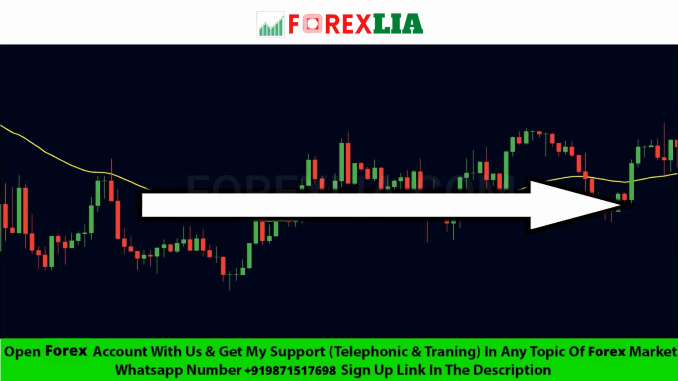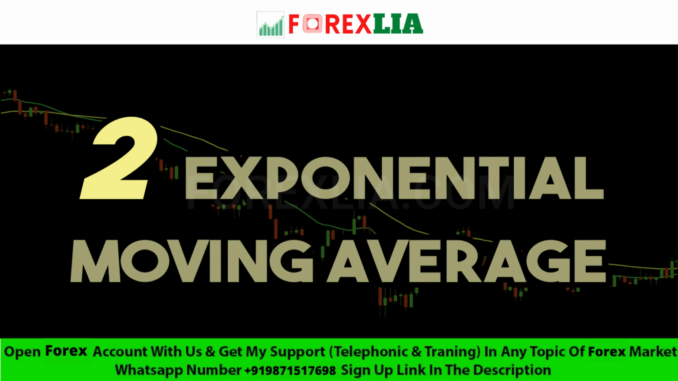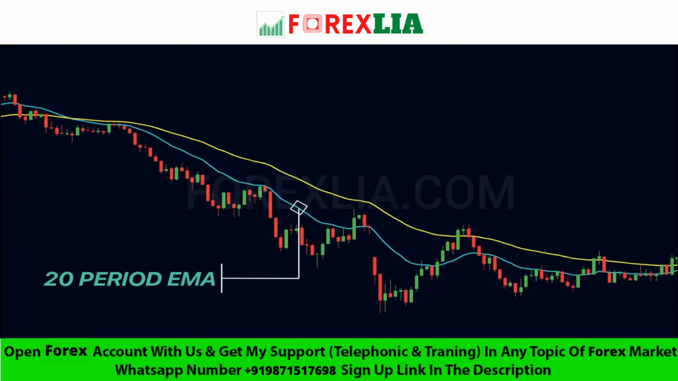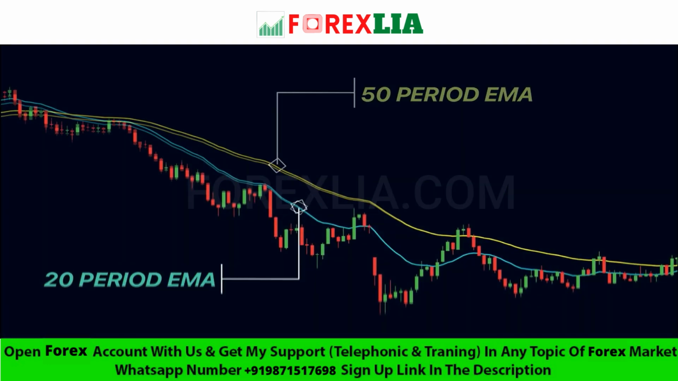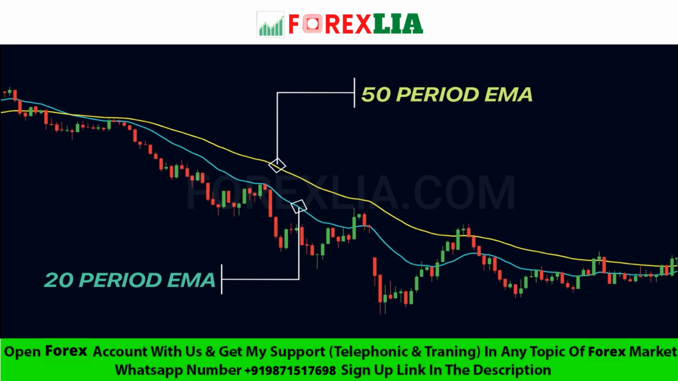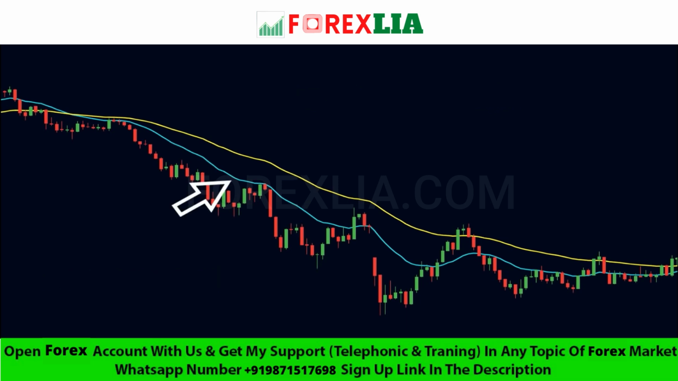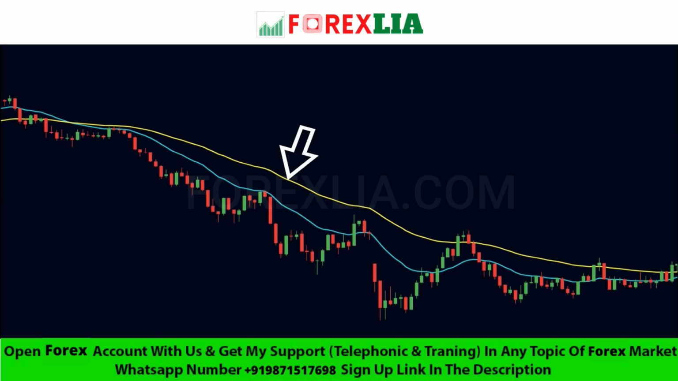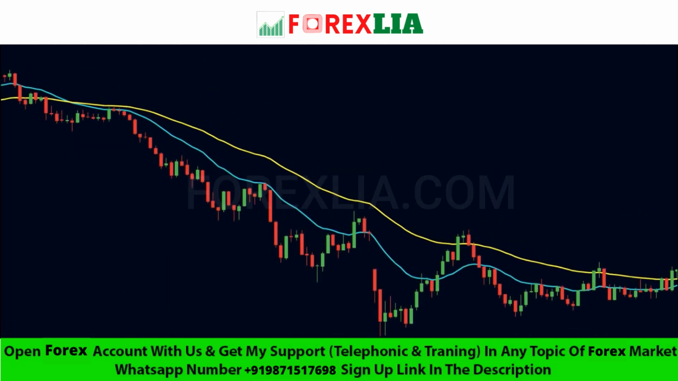In our strategy we will use 2 exponential moving averages. We will use a 20-period EMA and a 50-period EMA. The 20-period EMA is blue and the 50-period EMA will be yellow. This is the only indicator that we will use in our strategy.